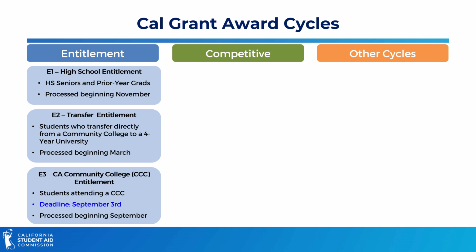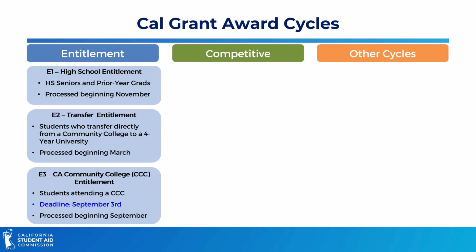First, we have E1, or the High School Entitlement Award. This is for high school seniors and prior year graduates, and E1 awards are processed beginning in November. Next, we have E2, or the Transfer Entitlement Award. This is for students without a Cal Grant who transfer from a California community college to a 4-year university. E2 awards are processed beginning in March.